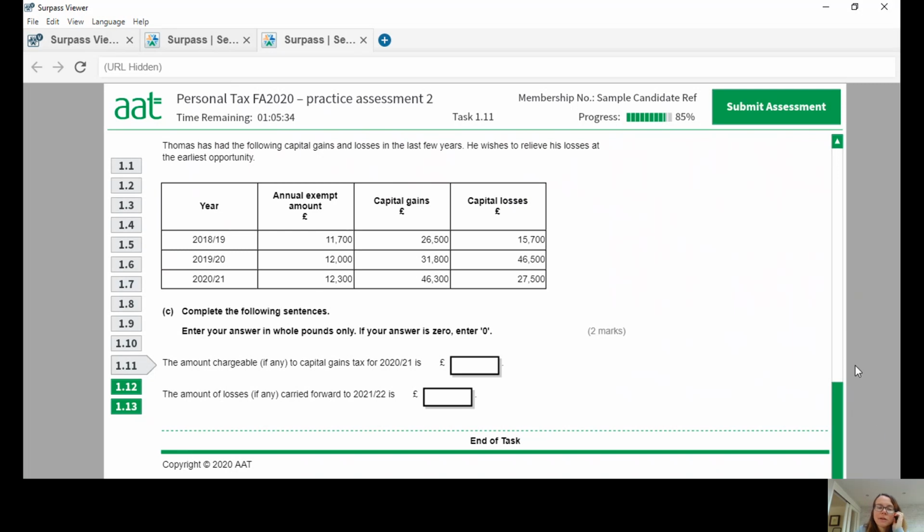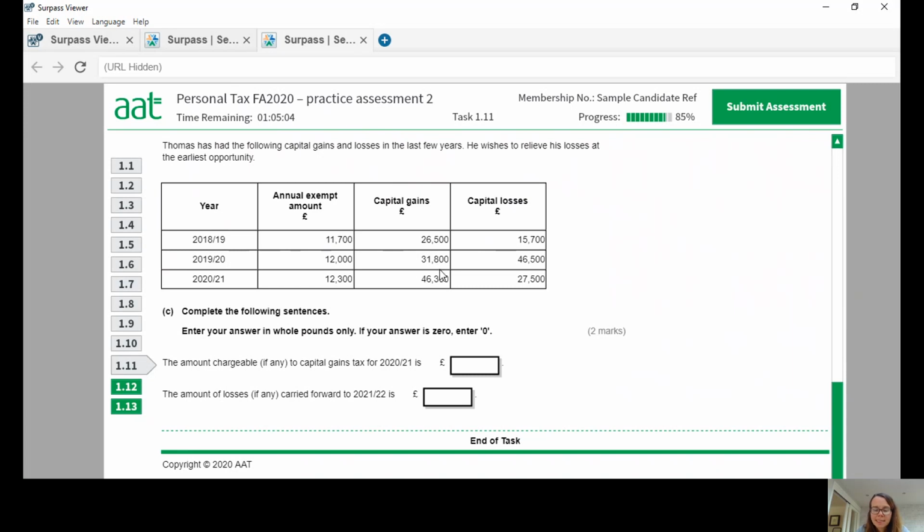Right, so I'll sort of work this through then. 2018/19, he's got 26,500 of gains, subtract 15,700 of losses, comes to 10,800, and then he would use 10,800 of that annual exempt amount and just lose some. So nothing to carry forward from 2018/19.